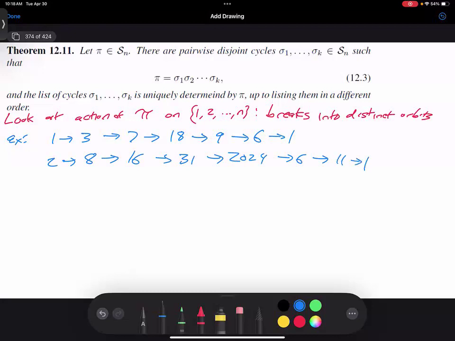Is this a possibility? I have 6 twice. I can't do this. I've already got 6 in one orbit. I can't have 6 in 2 orbits because in the first one I have 6 going to 1, here I have 6 going to 11. I'm sorry, that should have been a 2 at the end, not a 1. So this would be illegal.